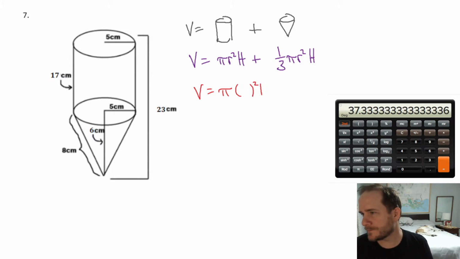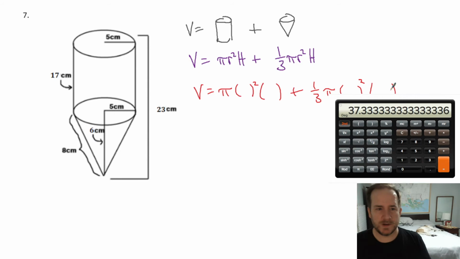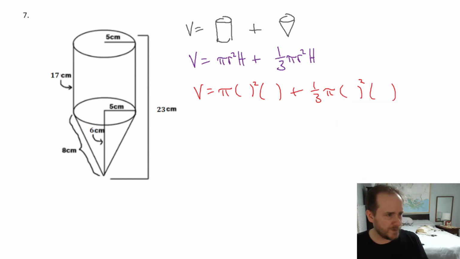So pi r squared h plus 1/3 pi r squared h. And I'm getting slightly hidden by the calculator, so we'll just hide it for the moment. Okay, let's plug in. So what's the radius of the cylinder? That would be the 5. So plug in 5. What is the height of the cylinder? That would be the 17. So plug in 17.